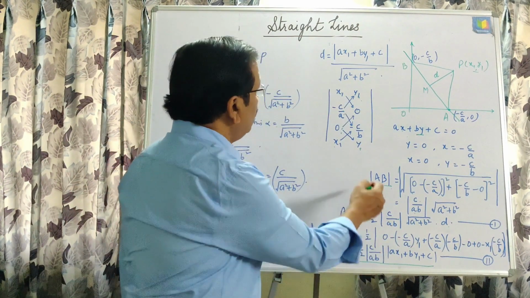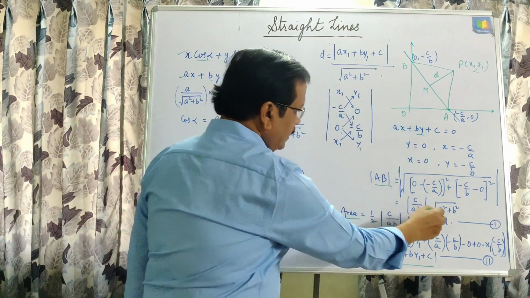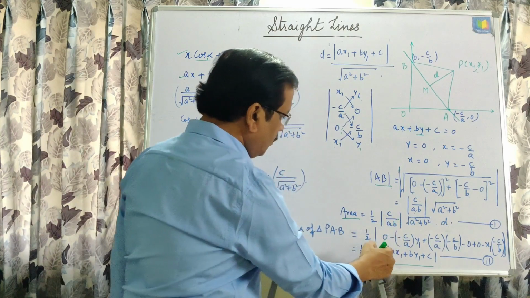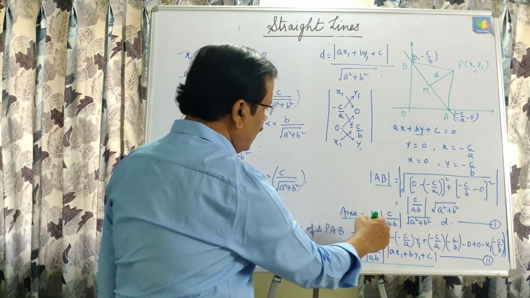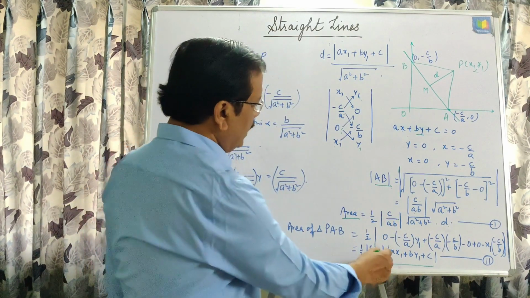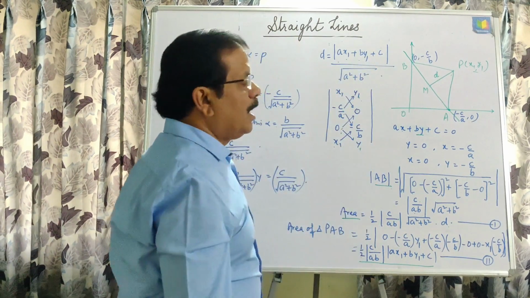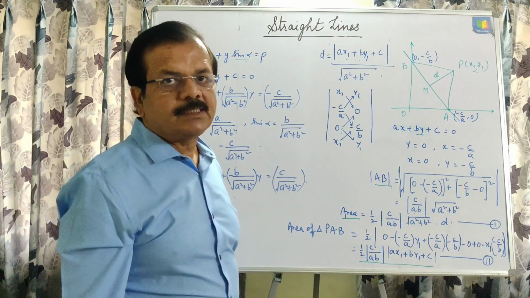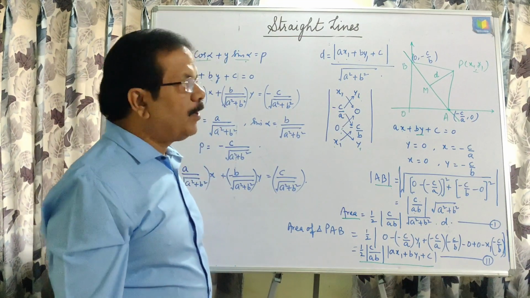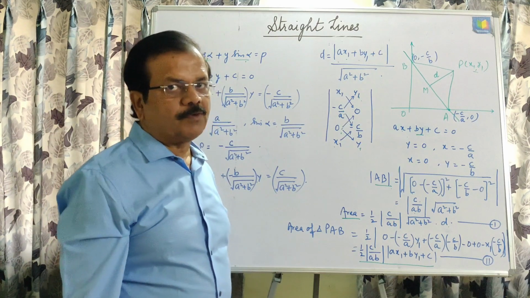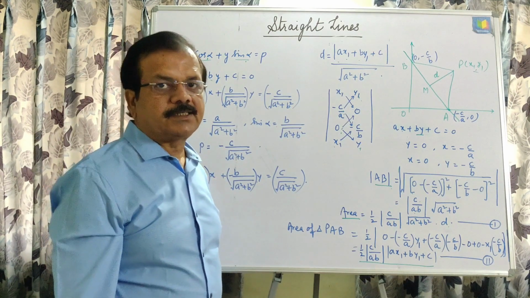Comparing these two, we are getting the distance d after cancelling this mod c upon ab, half will be cancelled. We are getting mod of ax1 plus by1 plus c upon root a square plus b square. This is a very important formula and will be used frequently whenever we do the questions. Now angular bisectors.